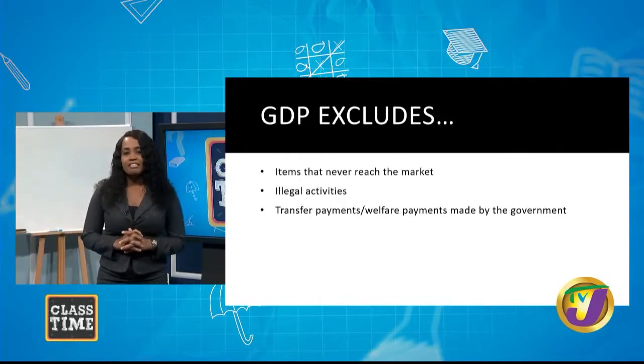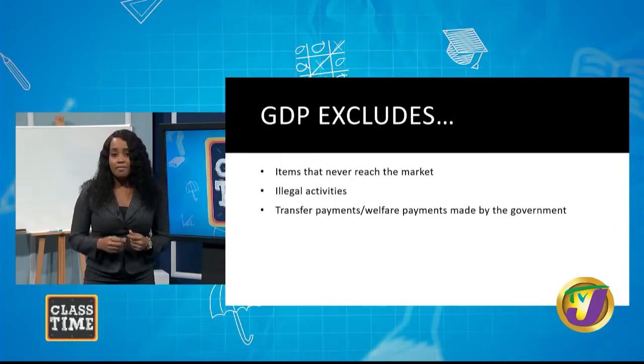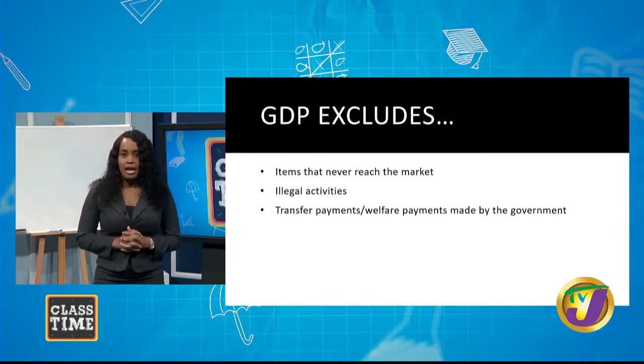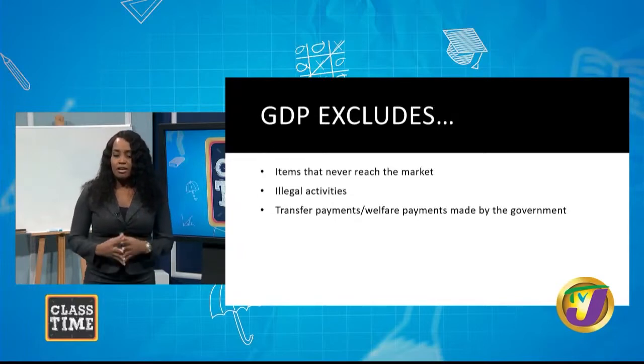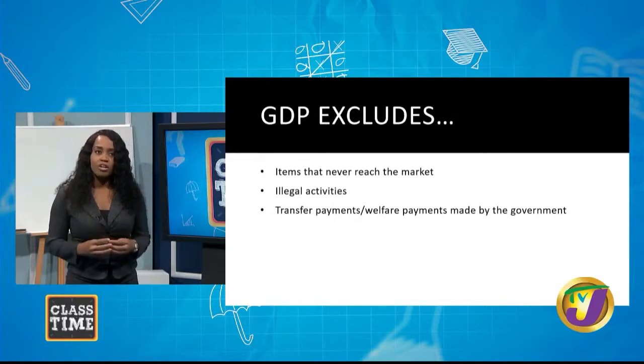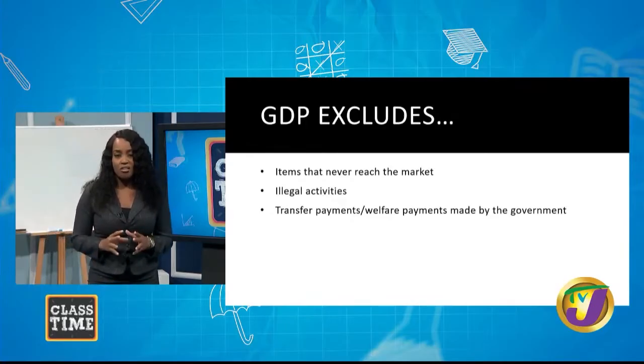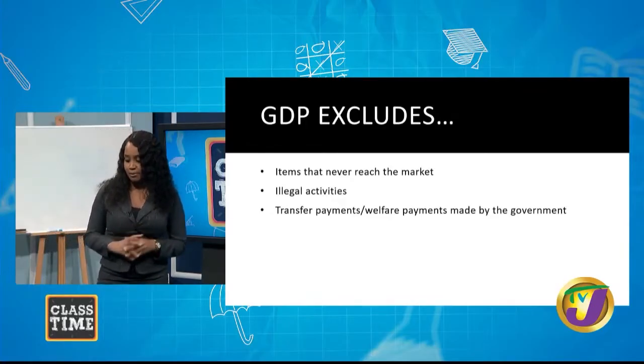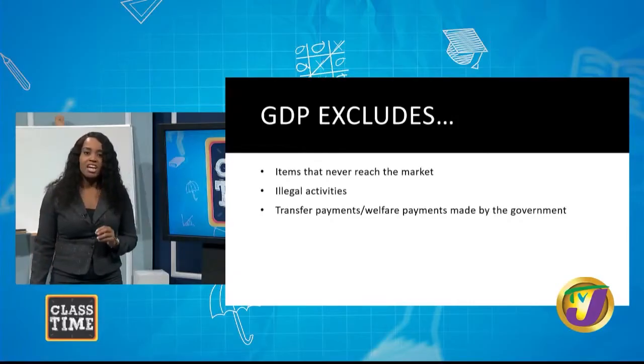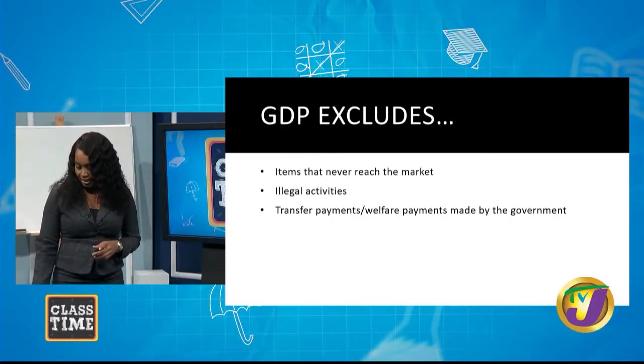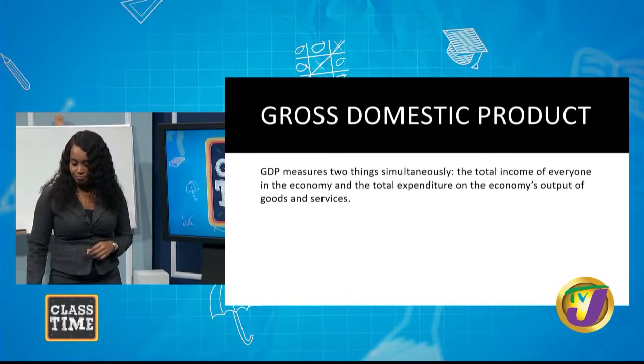Another example of something that GDP excludes. Say for instance, you receive some benefits from the government, right? Some sort of welfare payments. Because it's a payment to you or to individuals that does not contribute to any production in the economy, it is also not included in GDP. So welfare payments are not considered a part of government expenditure when we're looking at the calculation of GDP.